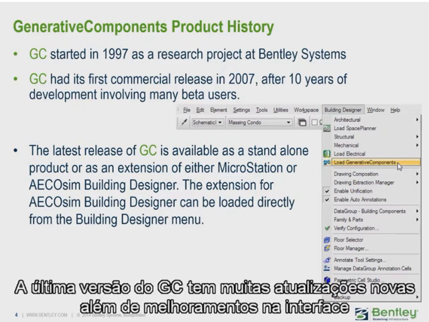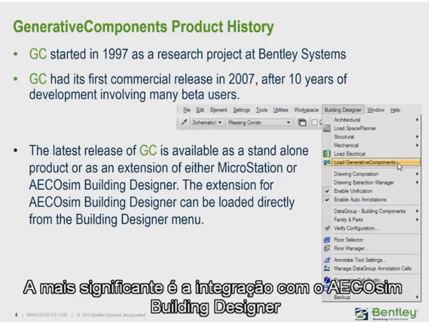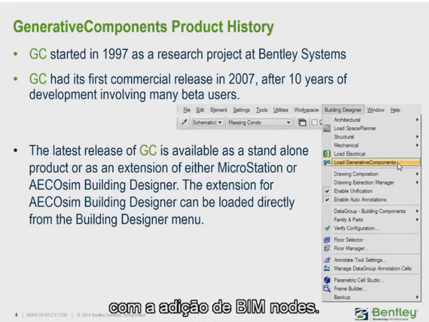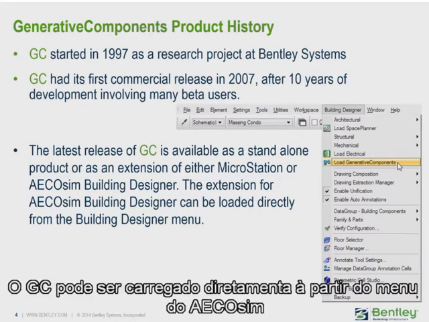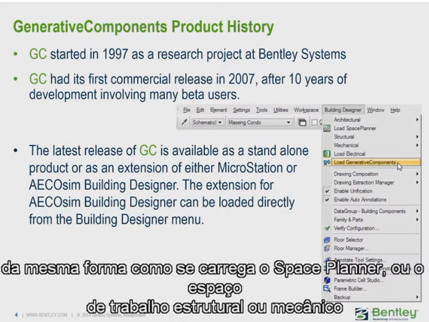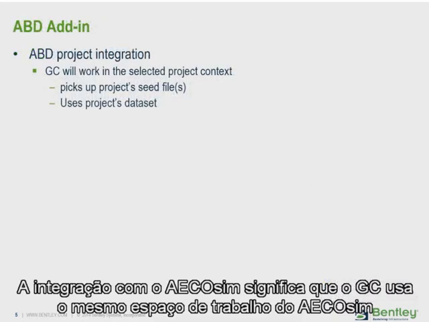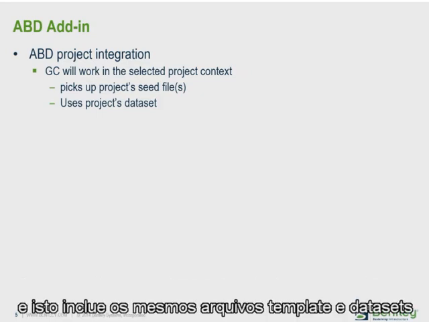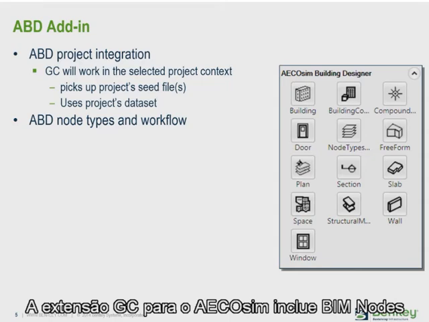The latest release of GC has many new updates and interface improvements, the most significant of which is the integration with Ecosim Building Designer and the addition of the ABD add-in or BIM nodes. Note that GC can be loaded directly from the Building Designer menu, just as you can load Space Planner or the Structural Workspace or the Mechanical Workspace. The ABD integration means that GC now uses the same project workspace as Building Designer, and it includes the same seed files and datasets.